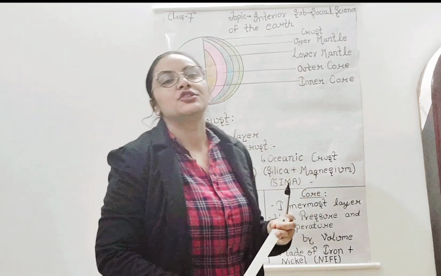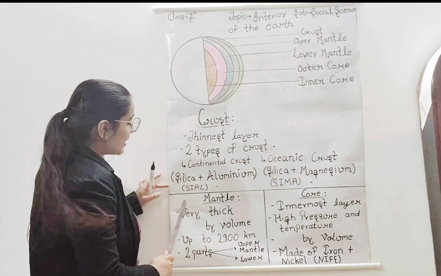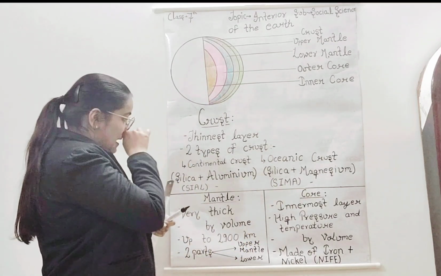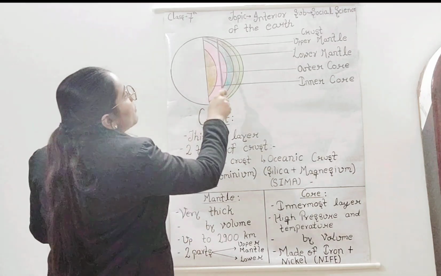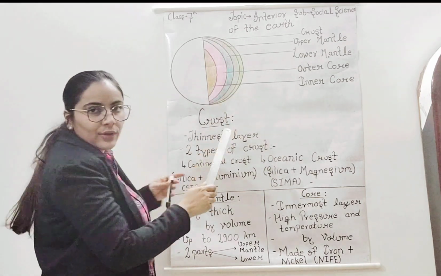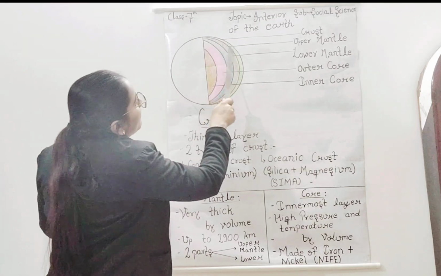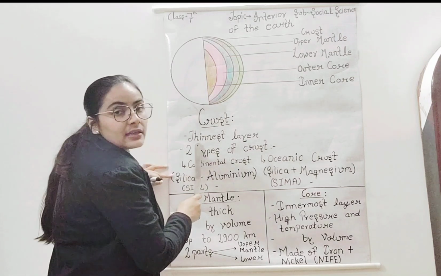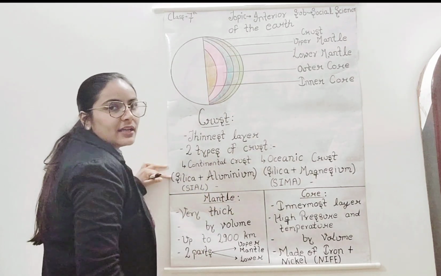Yes, there are a total of 3 layers. The first one is crust, the second one is mantle, and the third one is core. Now, when we talk about the crust, it is the uppermost layer of the earth. As we can see clearly from this diagram, crust is the uppermost layer of the earth, and it is the thinnest layer of the earth. How can I say this?